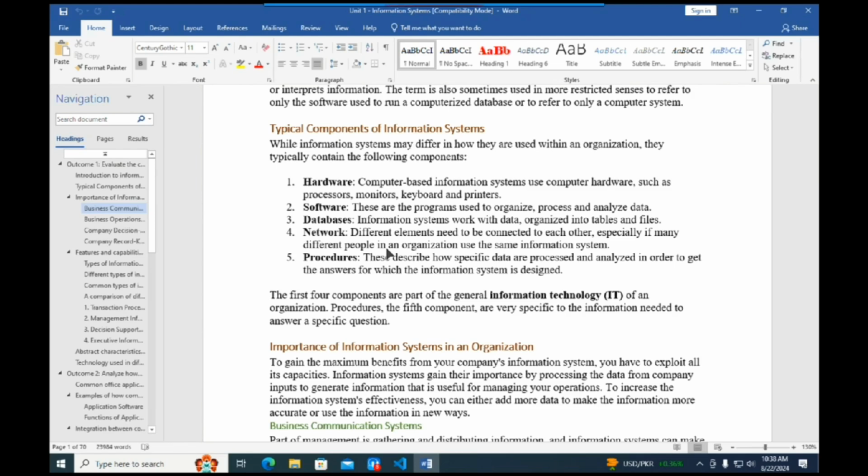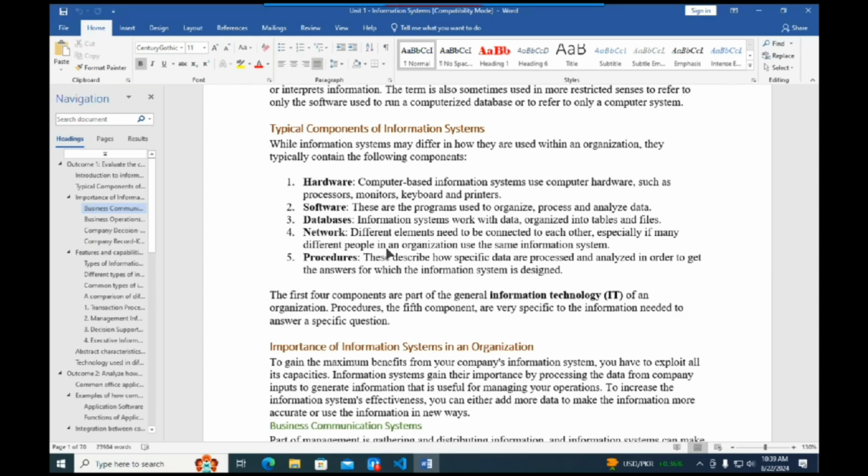But you're not going to do procedures on how that information, the specific ways that are actually used. So the first four components are actually part of what we call the information technology of an organization. So procedures, which is now the fifth component, is actually going to be specific to the information that is needed maybe to answer a specific question.